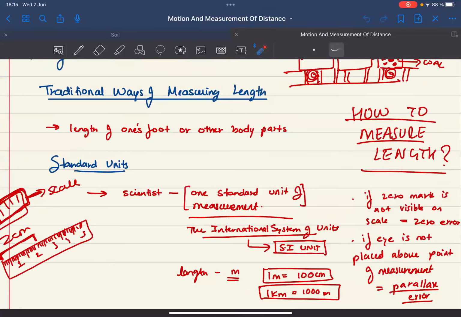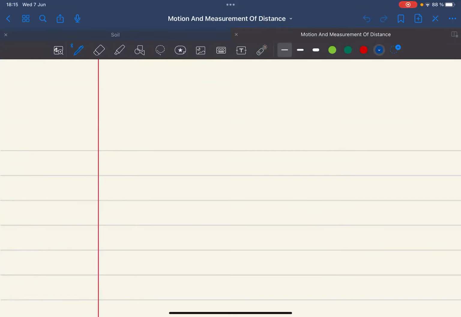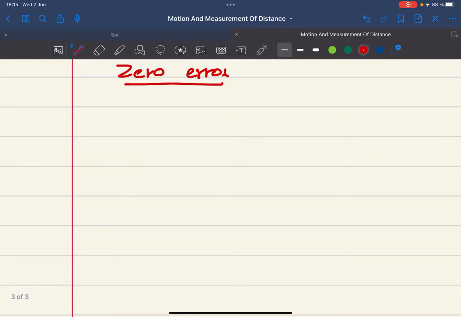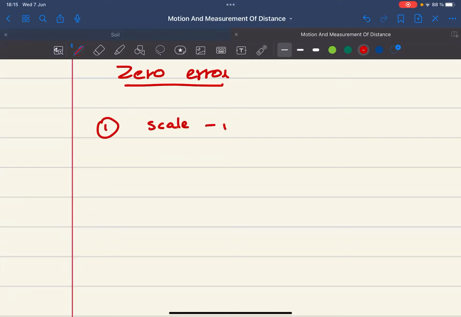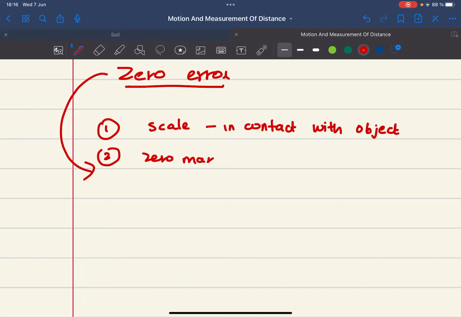Now we saw there are two types of errors, that is parallax error and zero error. So what is zero error and how to avoid it? We're going to see now. To avoid zero error, first, the scale should be in contact with the object. Secondly, if the scale is broken or the zero mark is not visible, it will cause zero error. So the correct reading will be obtained by subtracting the value from the full mark.